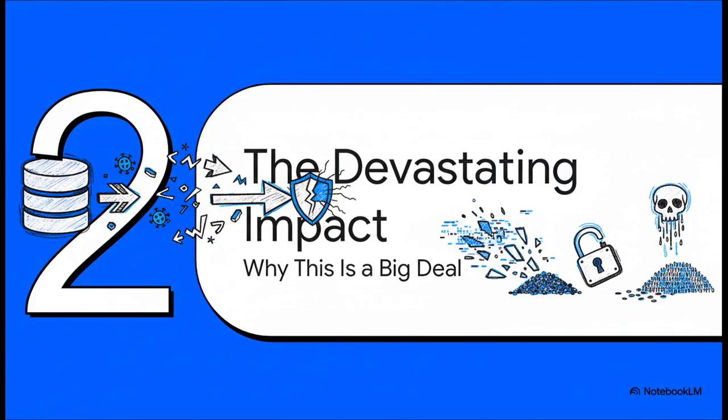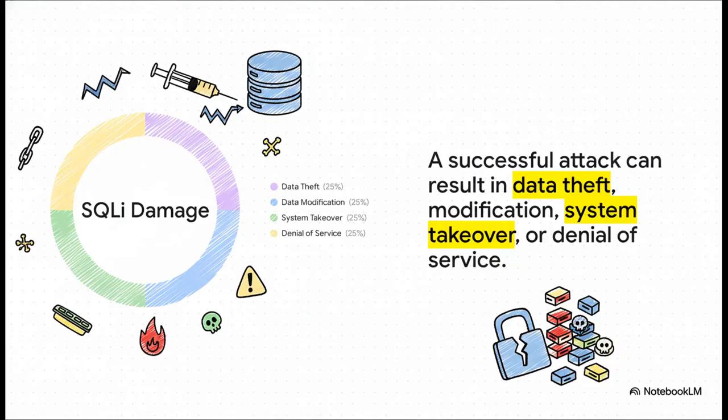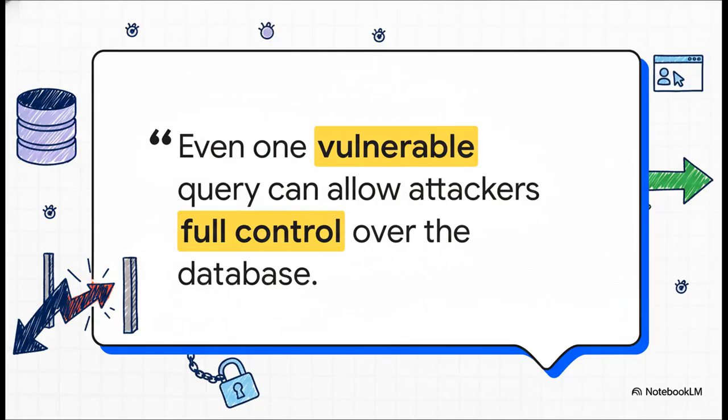Understanding the impact is where things get really serious. Look, the damage here can be absolutely devastating. And it's not just about stealing data, although, yeah, that's a huge part of it. An attacker could literally change information, completely take over the server to launch other attacks, or just flip a switch and shut the whole system down. It's bad. And the really scary part? It just takes one mistake, a single line of bad code, one form field that wasn't checked properly. That is all it takes for an attacker to get full control. Just like that, you've handed over the keys to the entire kingdom.